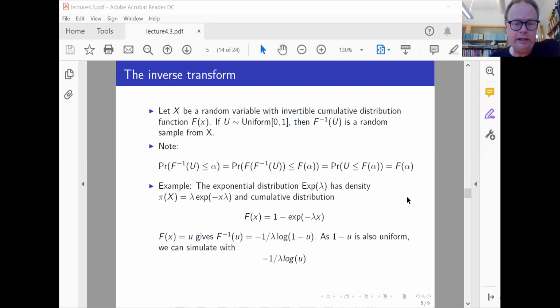As an example, the exponential distribution has density pi of x equal to lambda e to the minus x lambda. And if you integrate this function, then you get the cumulative distribution function that is of this form here. And now you can see that if you write F of x equal to u and solve with respect to x, you get this inverse function here. So if you apply this inverse function to a random variable U that is uniform, you get something that is exponentially distributed.